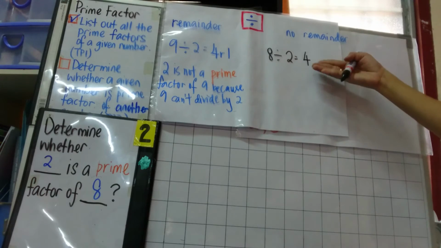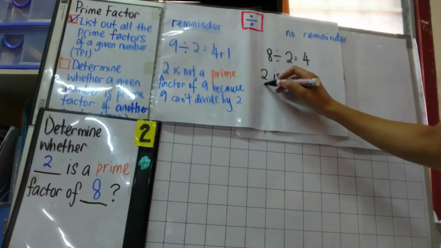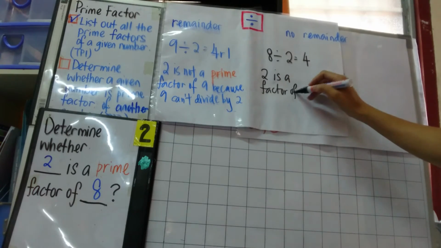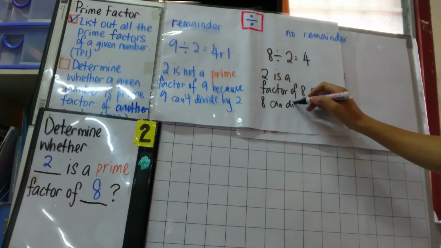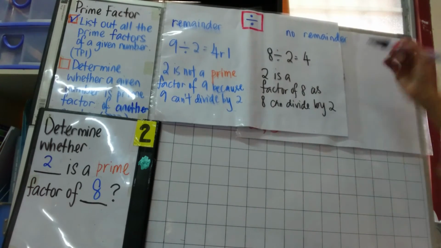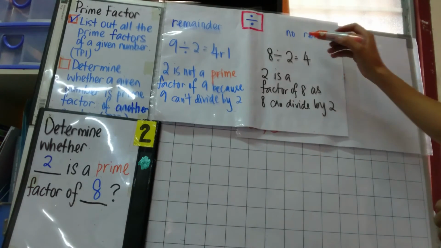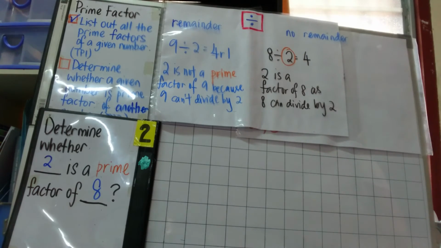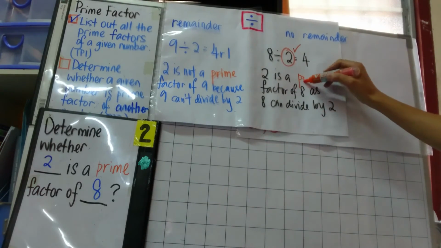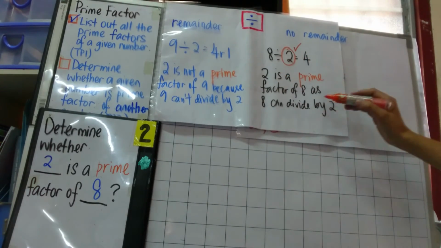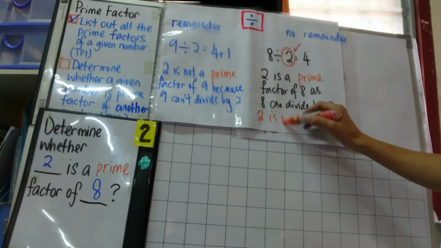Yes, 4. There's no remainder. Thus, we can make the conclusion that 2 is a factor of 8, as 8 can be divided by 2. And don't forget, today our aim is about prime factor. So please have a look at 2. Is 2 a prime number? Yes, 2 is a prime number. Therefore, we can make the conclusion that 2 is a prime factor of 8 because 8 can be divided by 2 and 2 is a prime number.